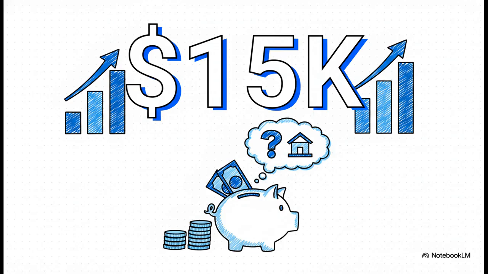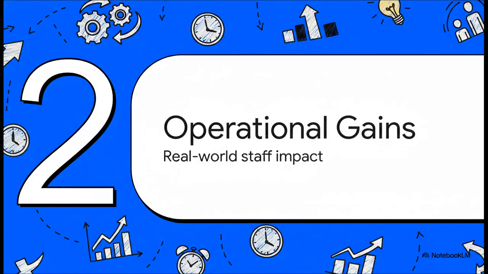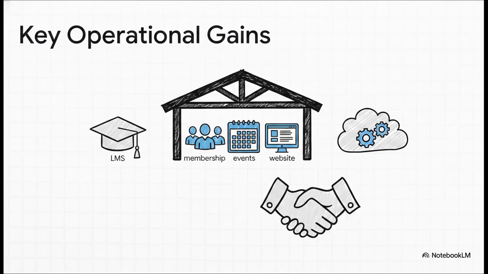So you have to ask yourself right off the bat, can our operating budget actually absorb that before we spend time evaluating further? Moving right along to Section 2, Operational Gains, the real-world impact on your staff. Let's dig into the tangible operational shifts this system can trigger, especially for a resource-constrained team. Instead of just boring you with a feature list, let's look at the actual operational changes.